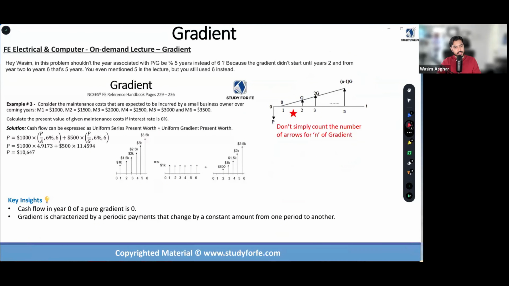So what are the key insights? Cash flow in year 0 of a pure gradient is 0, and that is true for year 1 as well. Gradient is characterized by a periodic payment that changes by a constant amount from one period to another. So that is the identification of gradient. And we have several practice problems in the on-demand course, in the quizzes, solved lecture problems, additional practice problem lectures, homework assignments, mini exam, computer simulated practice exam. Most of you are also using the study guide. So systematically work through gradient problems.